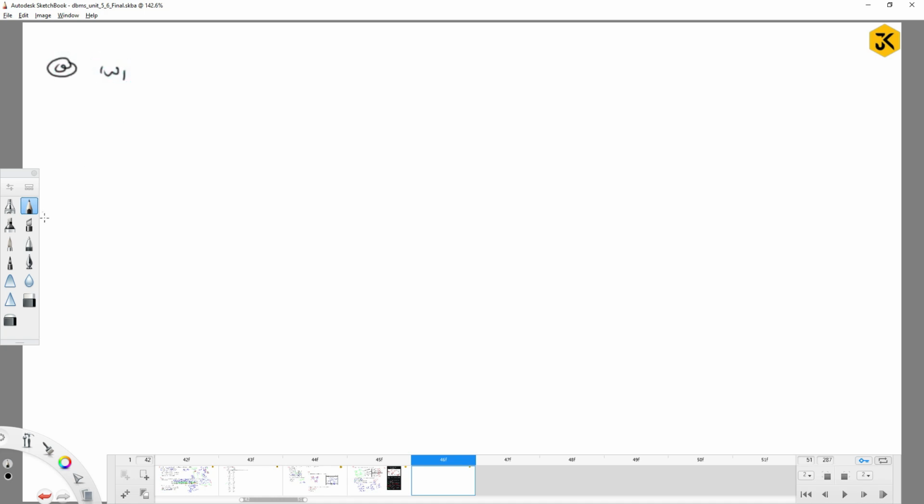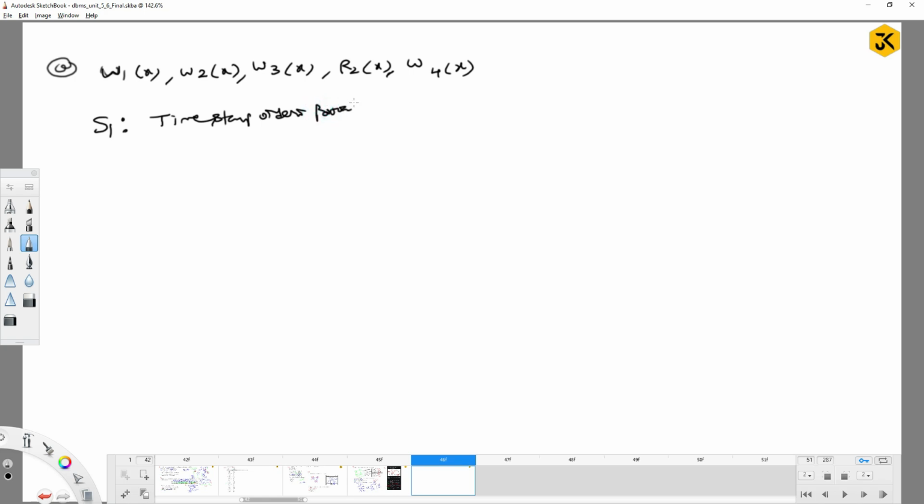If I observe write 1 of x, write 2 of x, write 3 of x, read 2 of x, write 4 of x. Statement S1: the given schedule is possible under the timestamp ordering protocol. This is also one of the GATE questions.